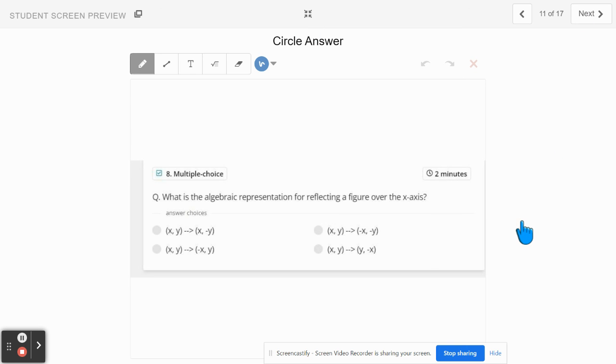Now this is the rotation. Oh, almost to the rotation part. This one I put up there because you're going to see this again too. What is the algebraic representation for reflecting a figure over the x-axis? We covered this in the starting quizzes. So x-axis reflection means the x stays the same, but the y changes. Which one is that? Boom. Okay, make sure you put that in your brain. You're going to need that later.